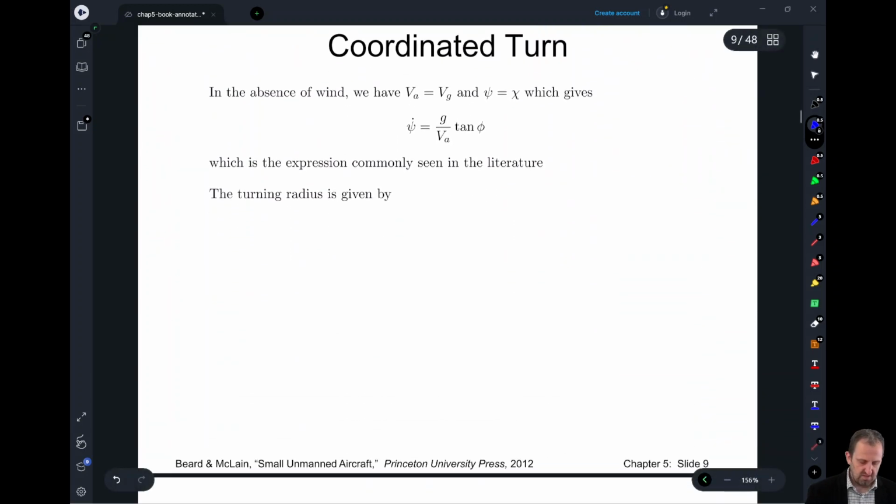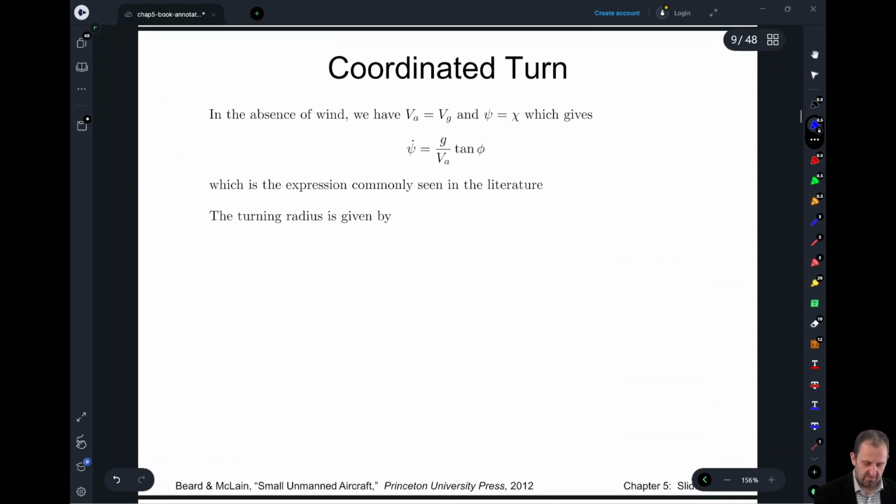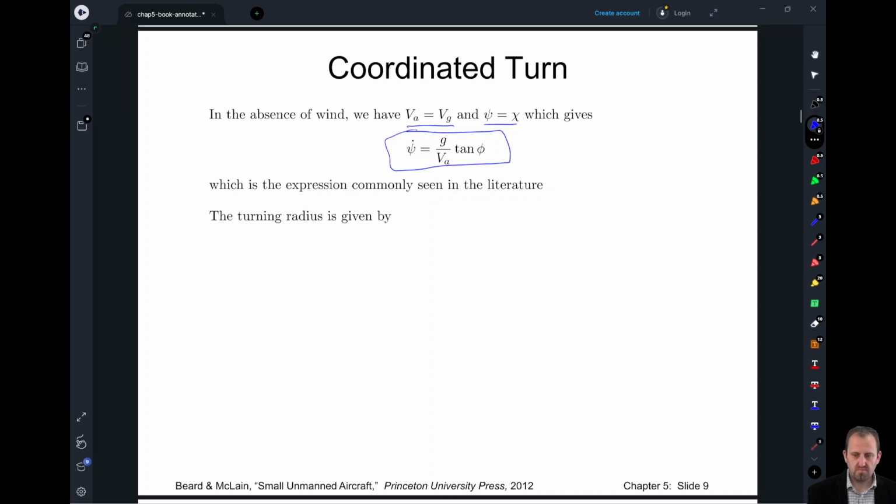In the absence of wind, recall that VA is equal to VG, and our heading angle is equal to course angle, which is where we got that first equation. That's an expression commonly seen in the literature. So that's where that coordinated turn comes from.